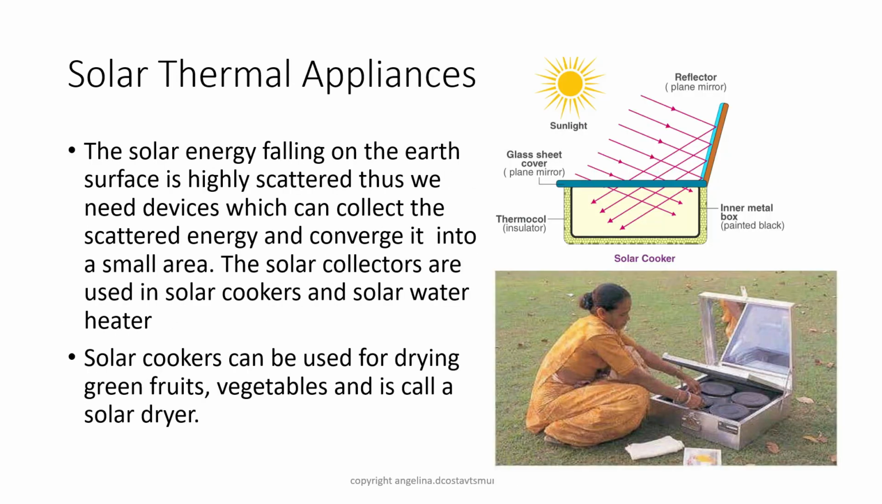Solar energy also works with solar thermal appliances. The solar energy falling on the Earth's surface is highly scattered. Thus, we need devices which can collect the scattered energy and converge it into a small area. The solar collectors are used in solar cookers and solar water heaters. Solar cookers can be used for drying green vegetables and fruits, and are also known as a solar dryer.